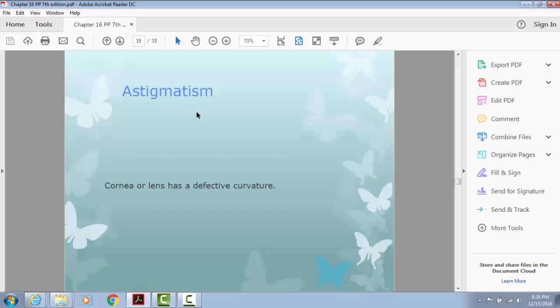Astigmatism is another form of deviation that we see in the eyes, and that is just caused by the cornea or lens having a defective curvature. So if a patient has hyperopia, myopia, or astigmatism, and it's affecting their eyes enough that they do not have 20/20 or 20/30 vision, they are going to need the use of corrective lenses, whether it be eyeglasses or contact lenses.